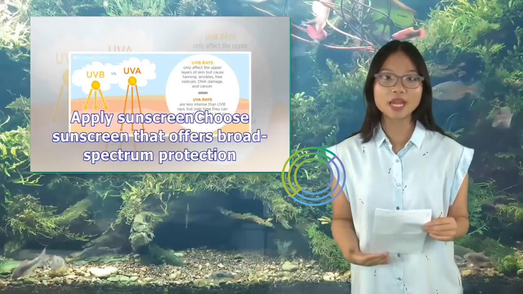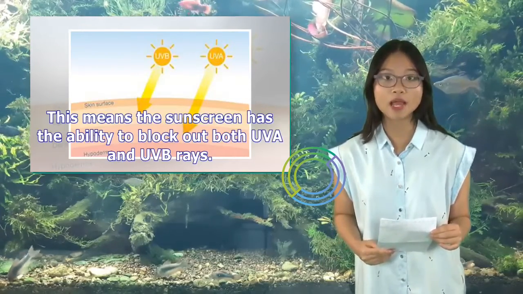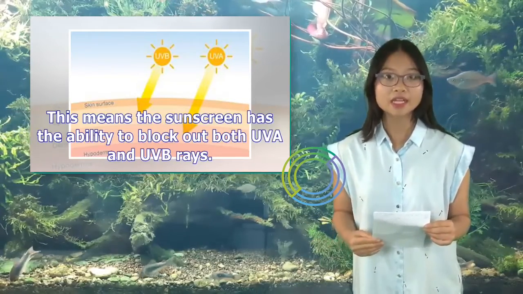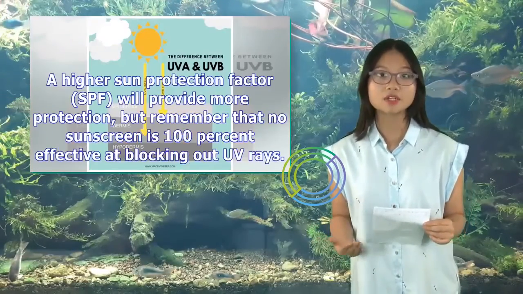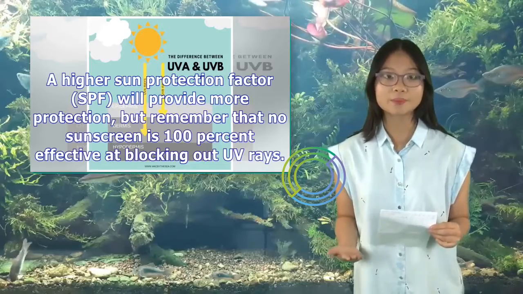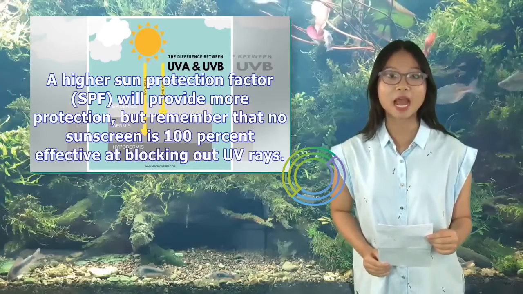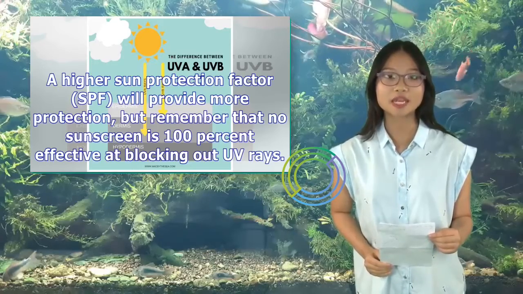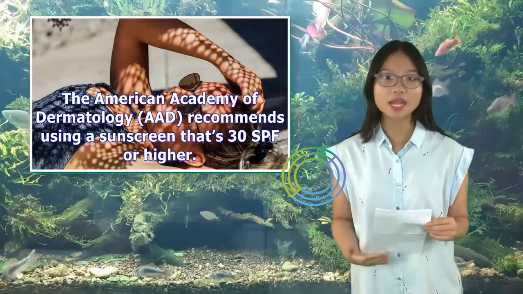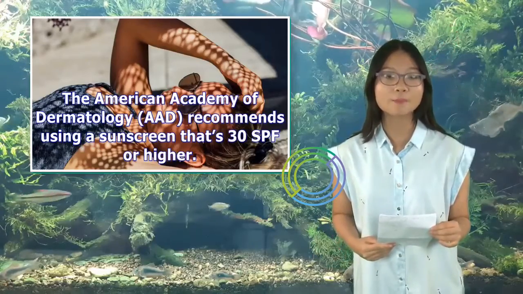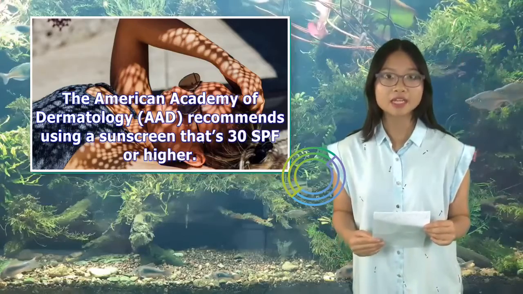Apply sunscreen. Choose sunscreen that offers broad-spectrum protection. This means the sunscreen has the ability to block out both UVA and UVB rays. A higher sun protection factor, SPF, will provide more protection, but remember that no sunscreen is 100% effective at blocking out UV rays. The American Academy of Dermatology, AAD, recommends using a sunscreen that's 30 SPF or higher.